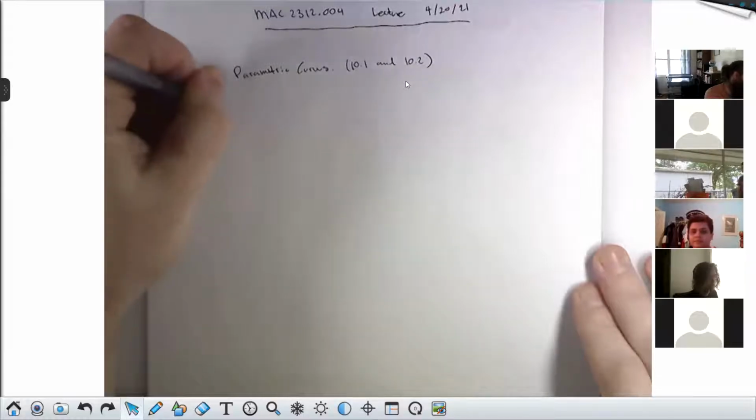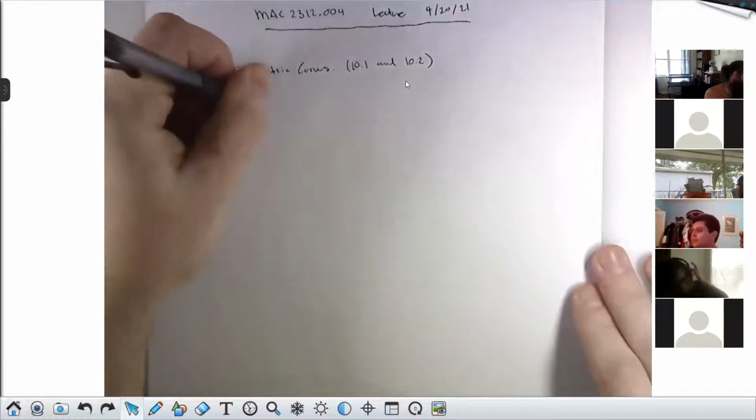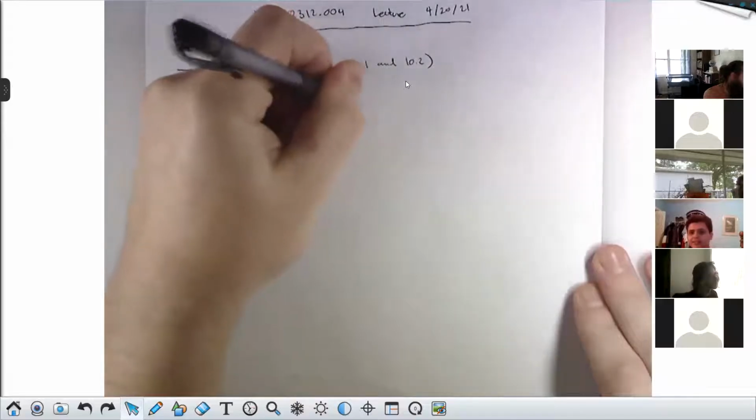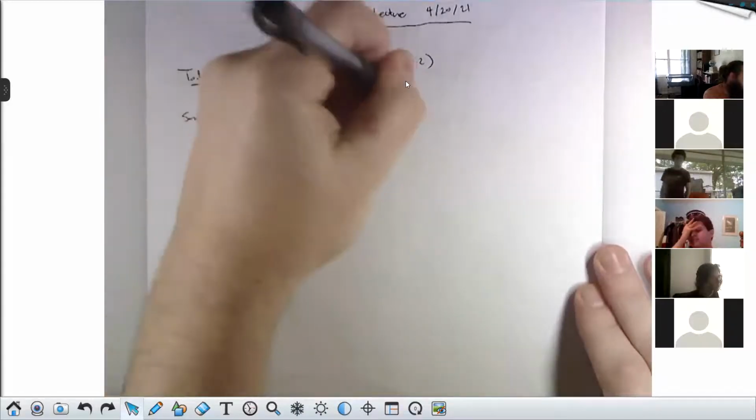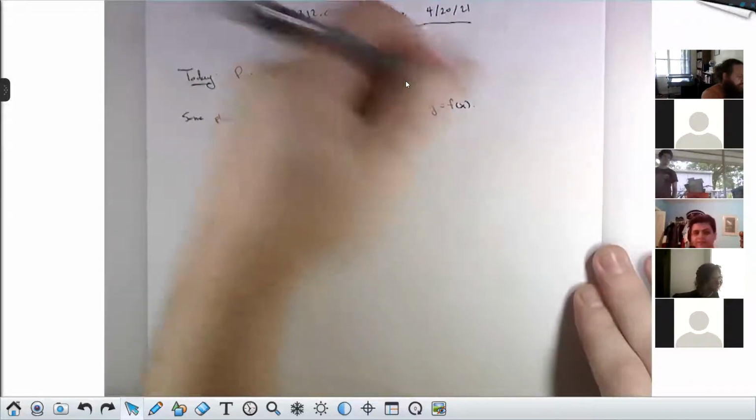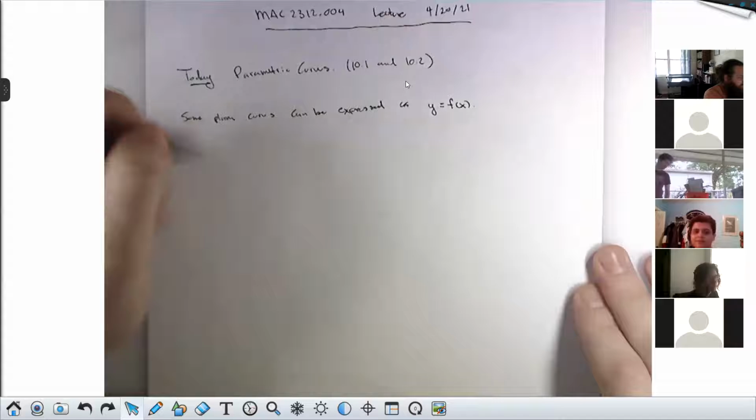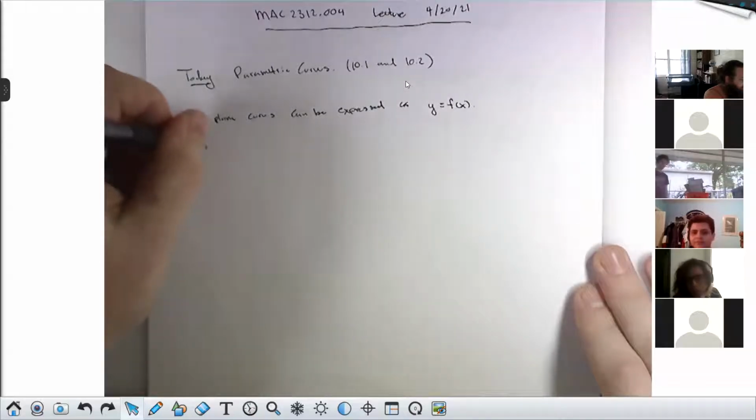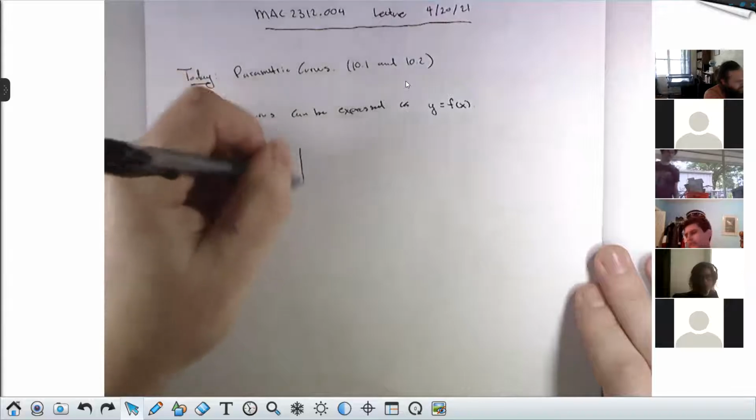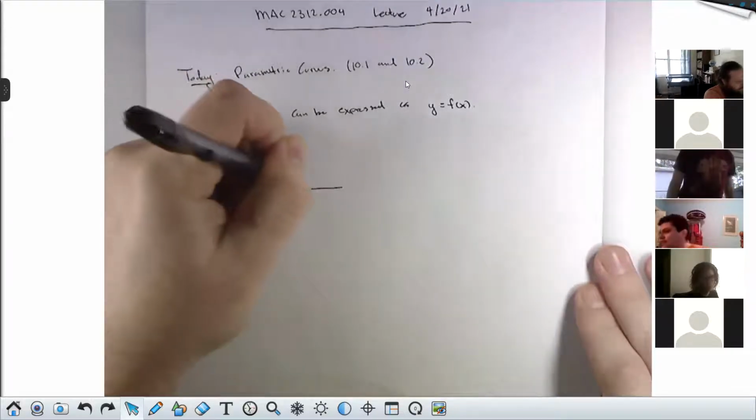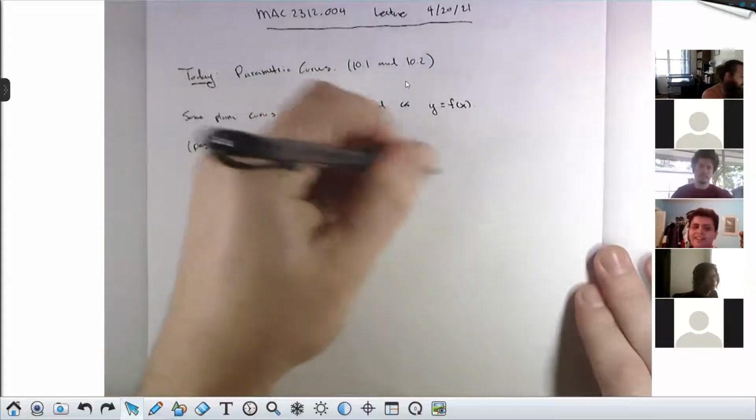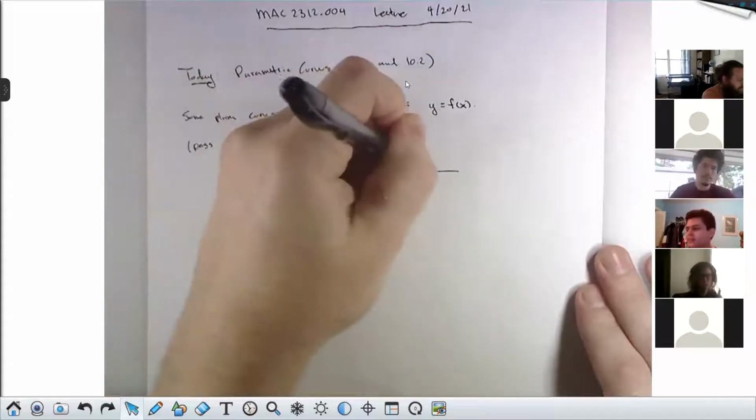Some plane curves can be expressed as functions of x. These are those which pass the vertical line test. And you know what these look like. These are things like x squared, or sine of x, or cos of x, all of your trig functions.